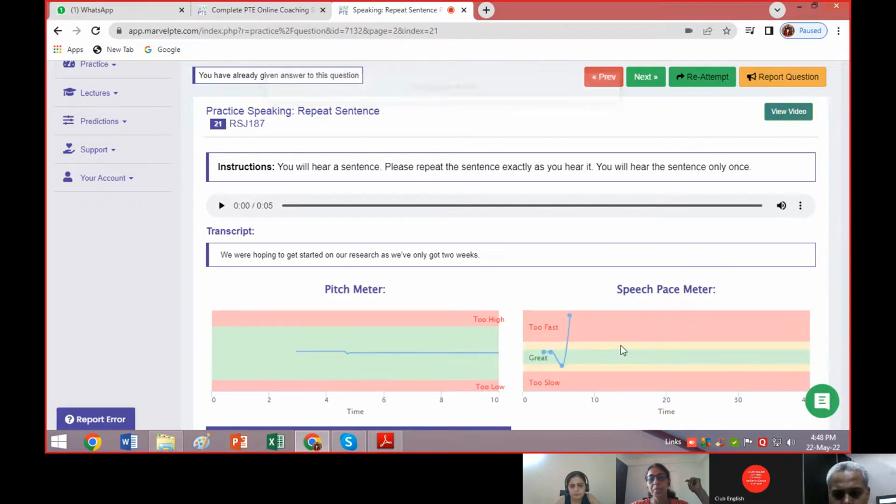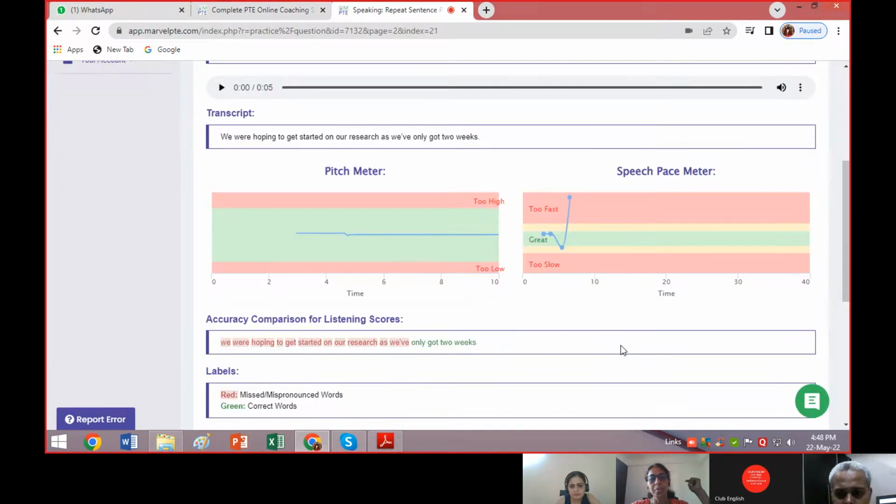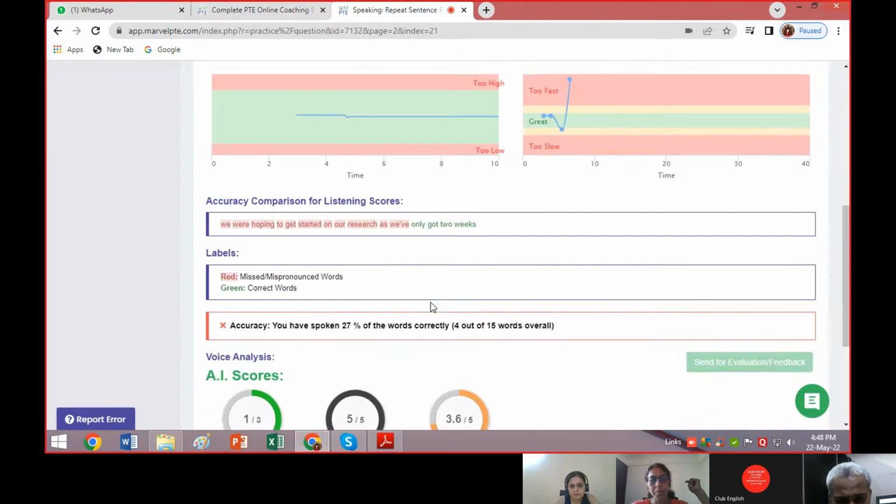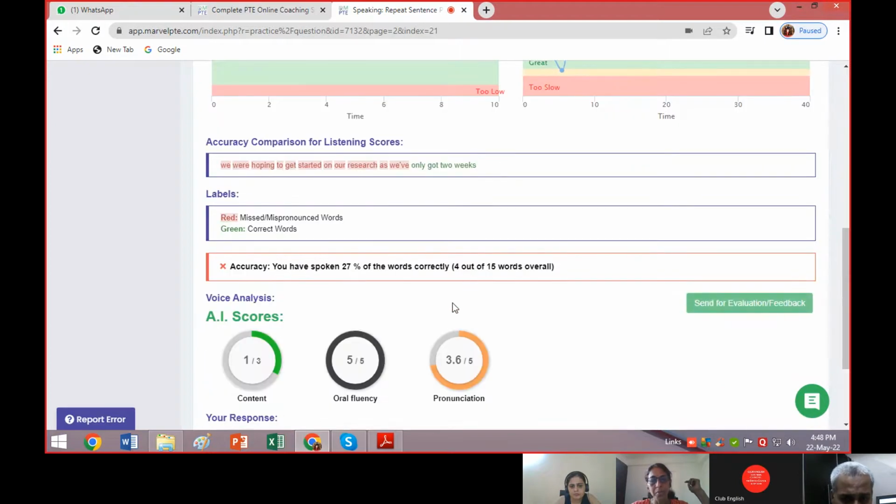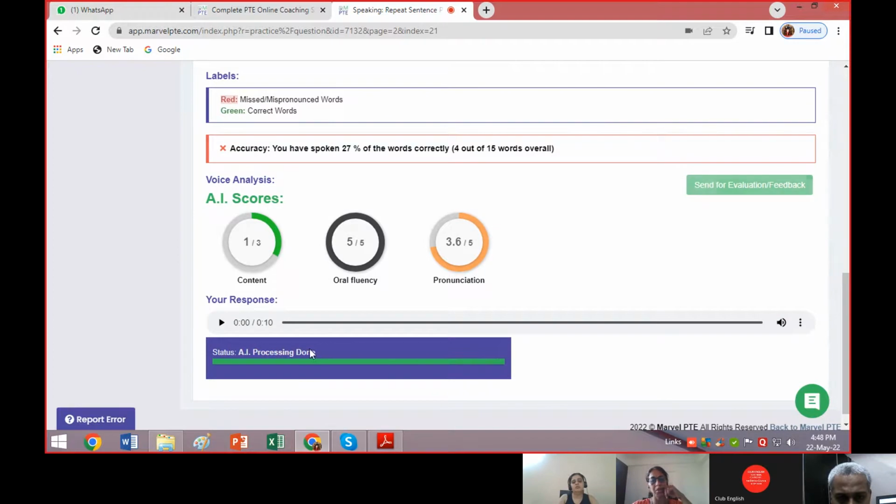So stopping recording. If it will not be speaking for 3 seconds more, then it will be stopping again. Okay, now see a lot of reds. 27% words spoken correctly. Content 1, oral fluency 5, 3.6 in pronunciation. Okay, so this is how it evaluates. Now you can see your response.